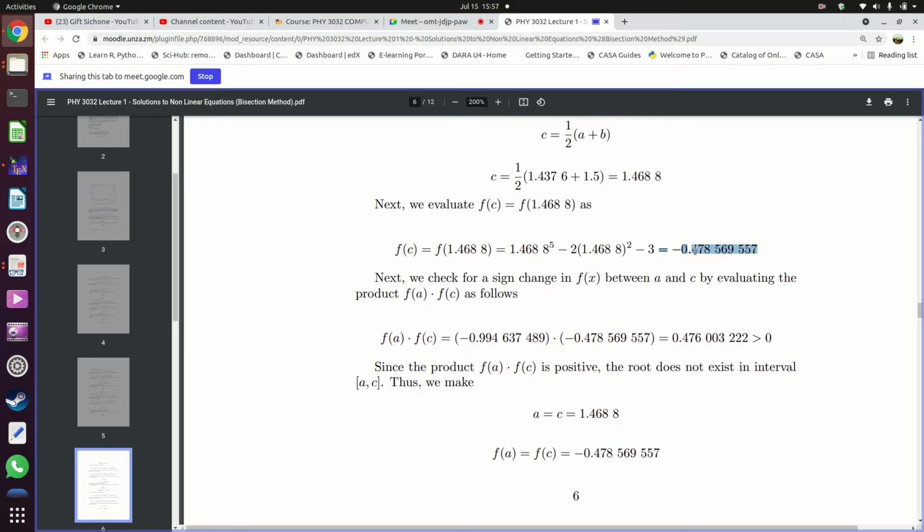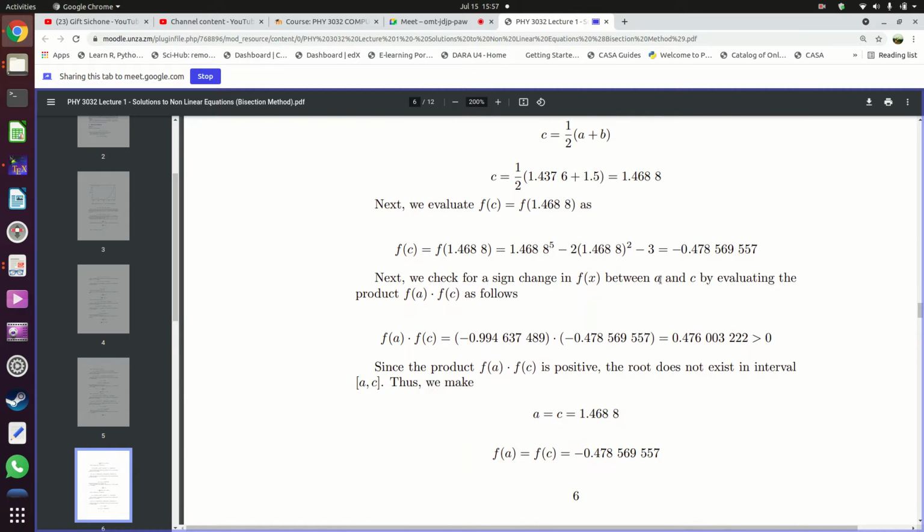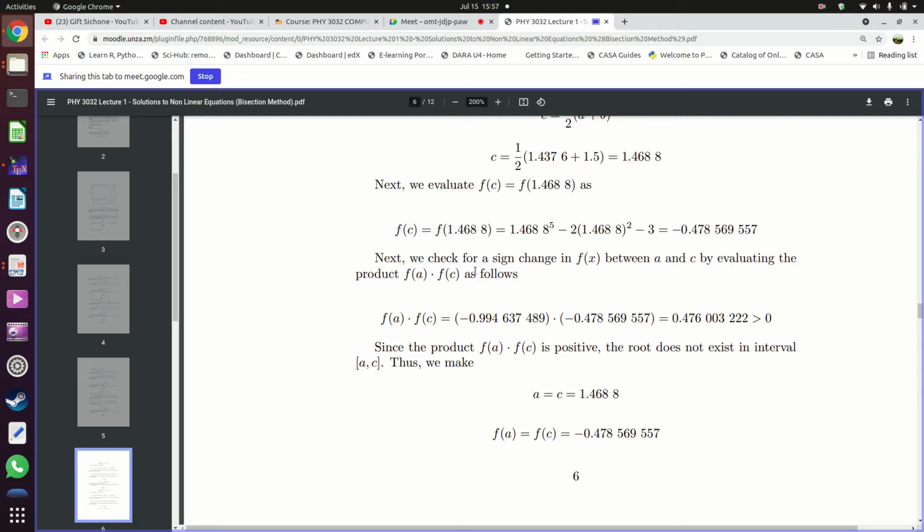If it has a negative value at the midpoint, and our a, in this case 1.4376, also has a negative value, we can check if our function between a and c has a solution by working out the product f of a times f of c. That's the value of the function at a, which is negative, multiplied by the value of the function at c, which is also negative. A negative times a negative gives a positive, which is greater than 0.